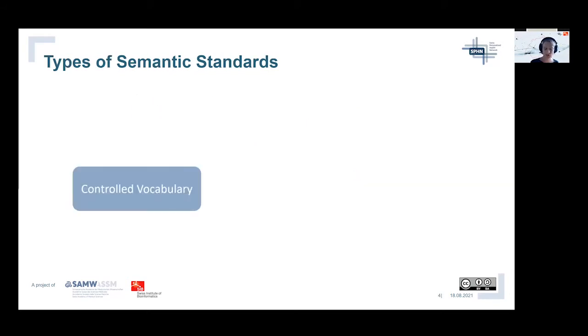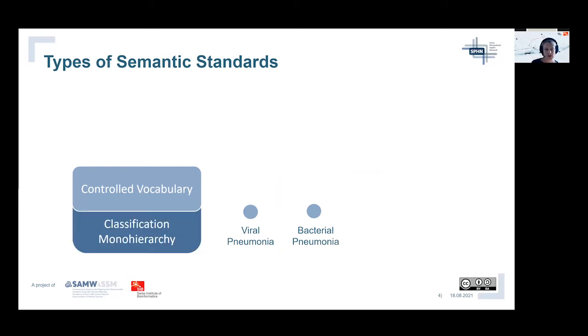So what types of semantic standards are there? The easiest, or the most simple one, is controlled vocabulary. Like a glossary, you have terms like viral pneumonia and bacterial pneumonia, and they may be defined with a definition, but they are not linked to each other. You don't know in which relationship they are. A controlled vocabulary can also be a classification or monohierarchy if you add a hierarchical relationship.